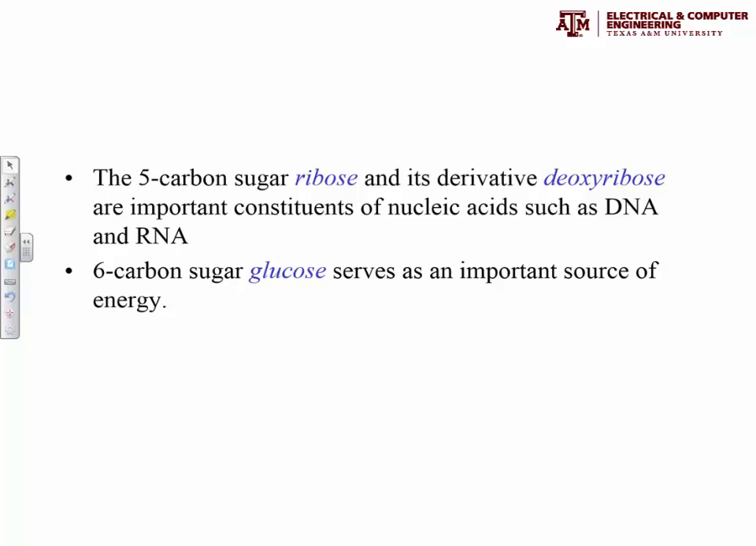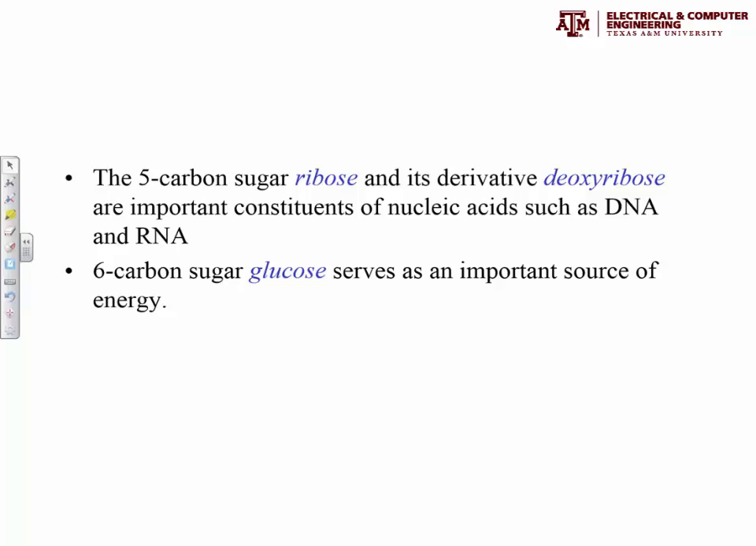These are important constituents of nucleic acids such as DNA and RNA. DNA, again, somebody pointed out last time, is the abbreviation for deoxyribonucleic acid. RNA is the abbreviation for ribonucleic acid. And DNA and RNA contain some sugars. If it is DNA, it's going to be deoxyribose. If it's RNA, it's going to be ribose.